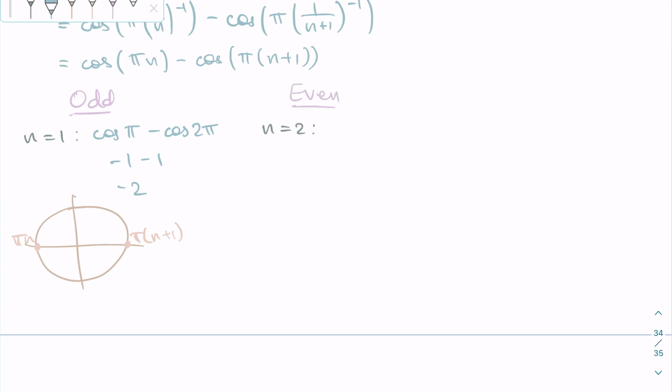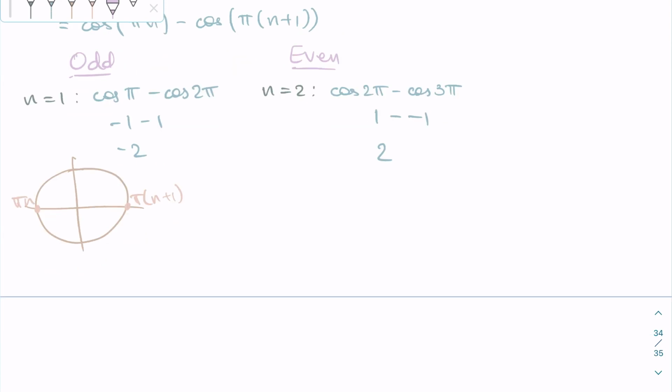The minus signs for even values of n are switched, so we end up with 2. This means the integral takes on the value of 2 for even values of n and minus 2 for odd values of n.